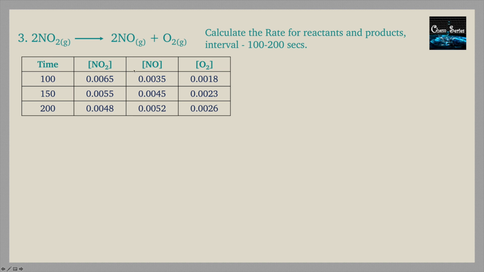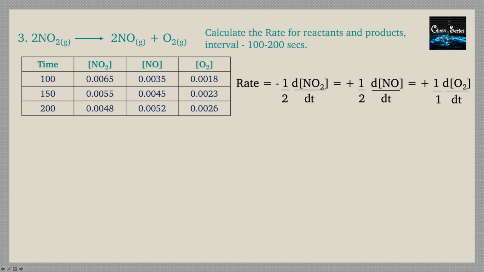Coming to the third problem. 2NO2 gives 2NO plus O2. Calculate the rate for reactants and products in the interval 100 to 200 seconds. So they have asked us to calculate the rate of the reactant, that is NO2, as well as the rate of the products NO and O2. So first we will write the rate equation for this reaction. That is, rate is equal to minus 1 by 2 dNO2 by dt, that is equal to plus 1 by 2 dNO by dt, that is equal to plus 1 by 1 dO2 by dt. So all the stoichiometric coefficients are written in the denominator.